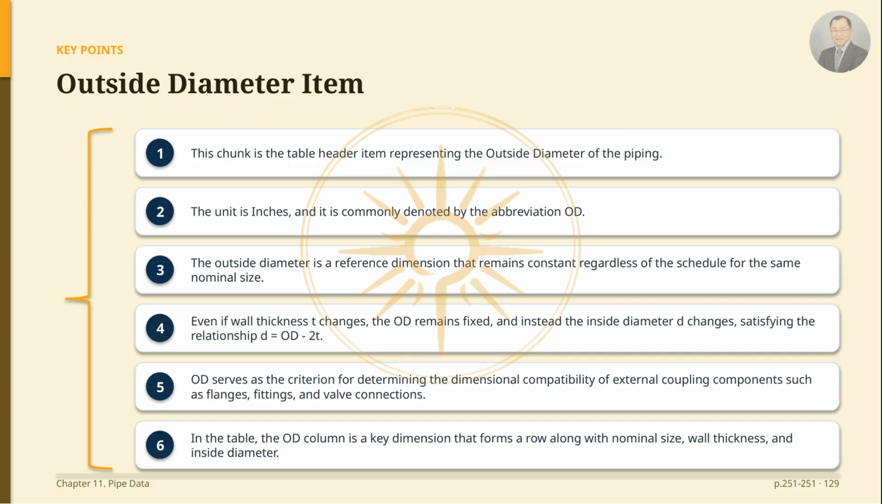Furthermore, the outside diameter is very important in practice because it serves as the standard for determining whether the dimensions of externally coupled components, such as flanges, fittings, and valve connections, match. In the table, this OD column is a core dimension item that forms a row together with the nominal diameter, wall thickness, and inside diameter.